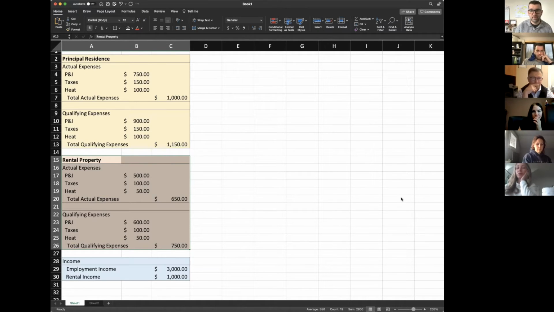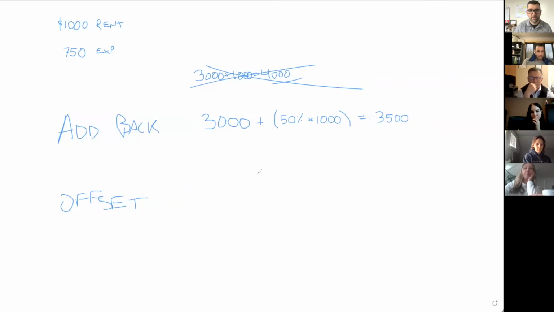So we're going to take 750 as the expenses. So if we know that for qualifying purposes, this is now considered to be the gross debt service, right? So we're just dealing with the property. If we're doing gross debt servicing, what is the gross debt service ratio?